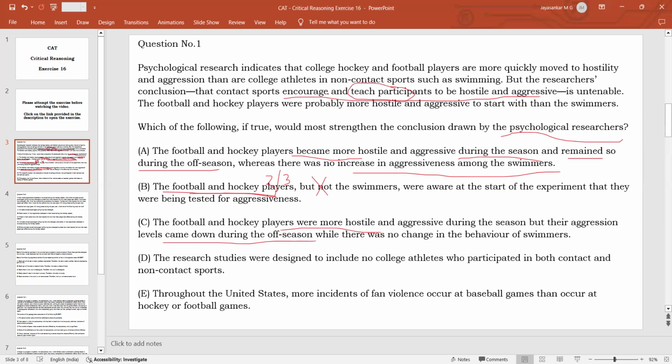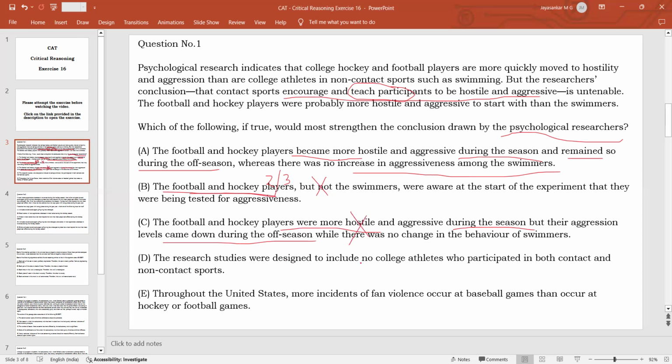It only partially supports the conclusion because it is encouraging the players to be hostile, but that is not being taught to the participants. So it is encouraging the participants to be hostile during the season, but their aggression is coming down during the off season, means it is not becoming a part of their character. So that is why this is not a better answer than A, because A says that they become more aggressive and remain more aggressive, means it becomes a part of their character. So A is still the better answer. C cannot be the answer.